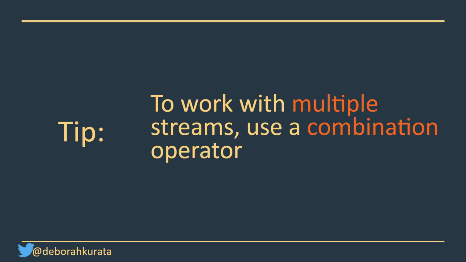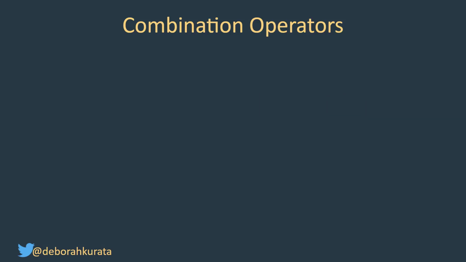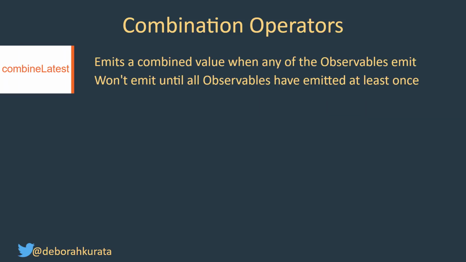Well, whenever you need to work with multiple streams, the first thing that you probably want to think about is a combination operator. Combination operators, for example, are combineLatest, which emits a combined value when any of the observables emit, and they won't emit until all observables have emitted at least once.